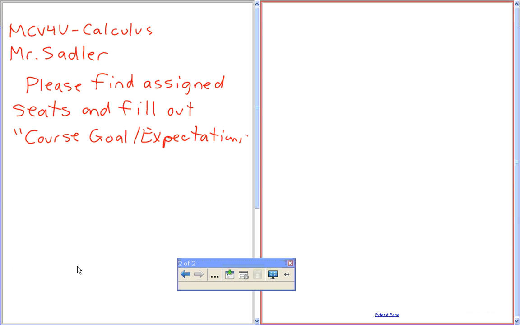Okay, calculus is the study of change. Calculus is actually anything you can deal with that has a change. Anything that's changed you can model using calculus.